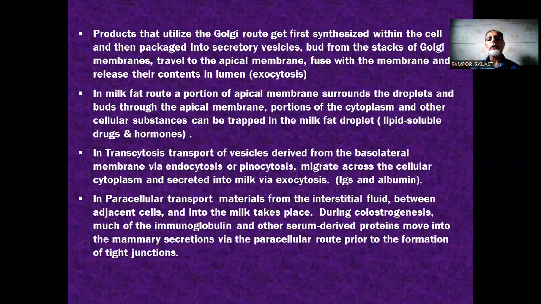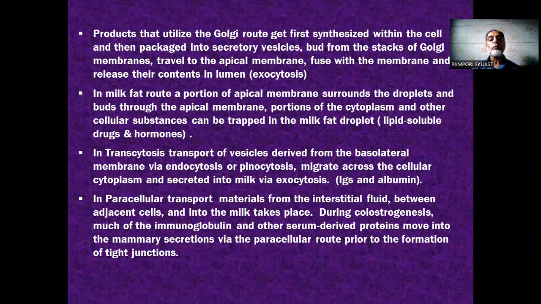Then products that utilize the Golgi route get first synthesized within the cell and then packaged into secretory vesicles, which bud off from the stacks of the Golgi membrane, travel to the apical membrane, fuse with the membrane, and release their contents into the lumen, what we otherwise name exocytosis. So many of these constituents of the milk come into the cytoplasm of these epithelial cells, then get processed in the Golgi and packaged there. They are cut off from the Golgi membranes and make secretory granules or secretory vesicles, you may call them. Those secretory vesicles travel to the apical membrane, fuse there, and push their contents into the lumen, in other words, into the milk. So that's the process of exocytosis.